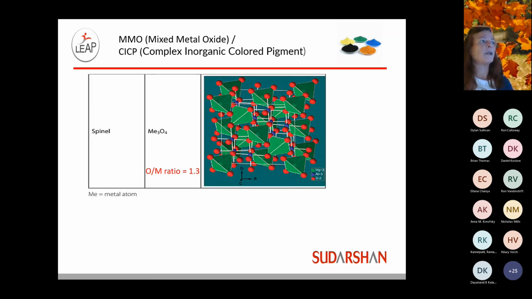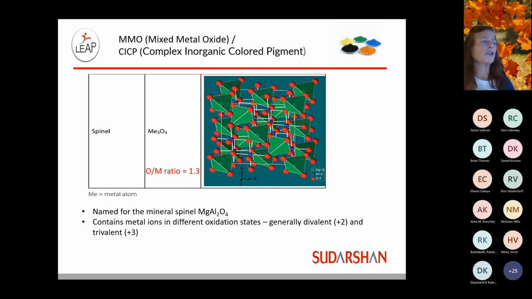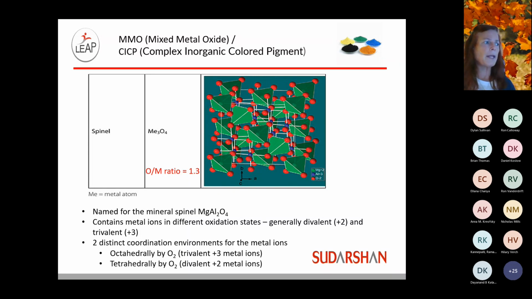The second grouping is the spinels. Here, the oxygen to metal ratio is 1.3. These are named for the mineral spinel, magnesium aluminum oxide. And these crystal structures contain metal ions that are in both the divalent as well as the trivalent oxidation state. And there are 2 different coordination environments for these metal ions. The trivalent are octahedrally spaced while the divalent ions are tetrahedrally spaced by the oxygen.